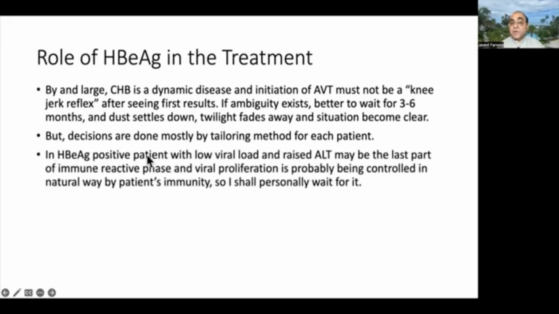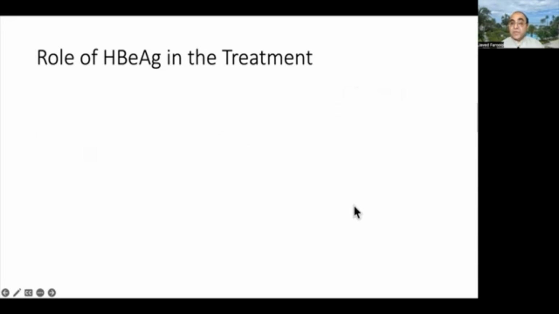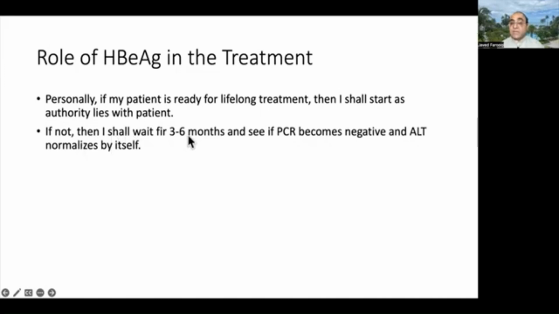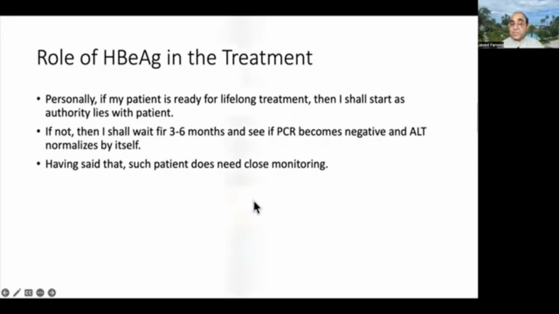In HBe antigen positive chronic hepatitis B with low viral load and raised ALT, this may be the last part of the immune reactive phase, and viral proliferation is probably being controlled in a natural way by the patient's immunity, so I shall personally wait for it. Personally, if my patient is ready for lifelong treatment, then I shall start, as authority lies with the patient. If not, then I shall wait for 3 to 6 months and see if the PCR becomes negative and the ALT normalizes by itself. Having said that, such a patient does need close monitoring.